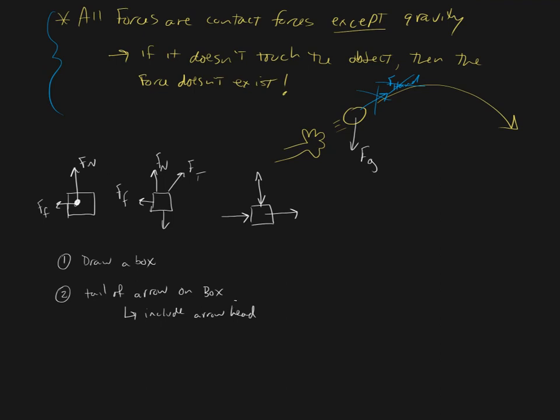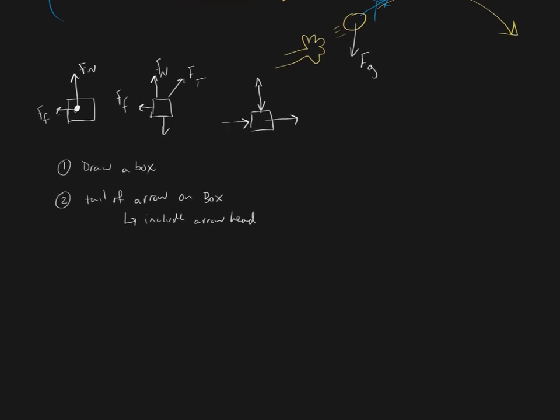And that's it. Those are the two things that you have to do. You draw a box and you place the tail of the arrow on the box. The rest of it is dependent upon what forces are actually existing. So let's take a look at a simple example.